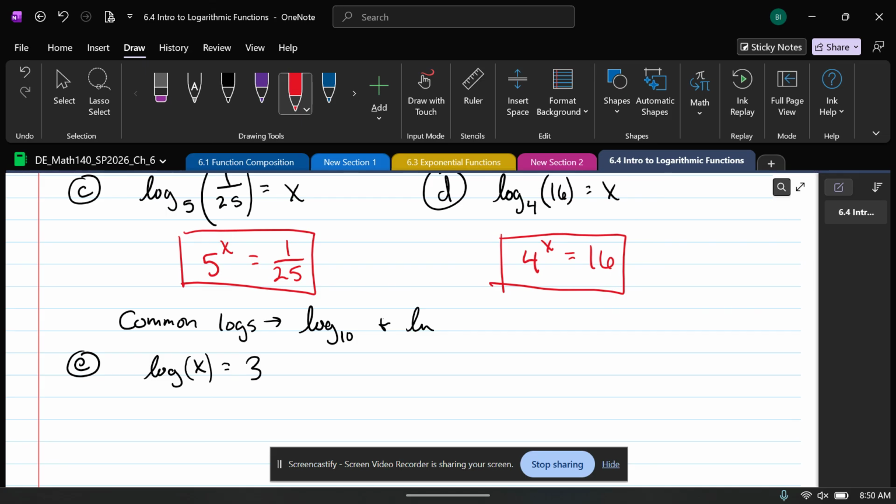So if we're going to rewrite this as an exponential, the base of that would be a 10. What would the exponent be? 3, and it's equal to x. And there's one that, hey, we could solve that right away. We don't even have to do any work other than just work out what 10 to the third is.